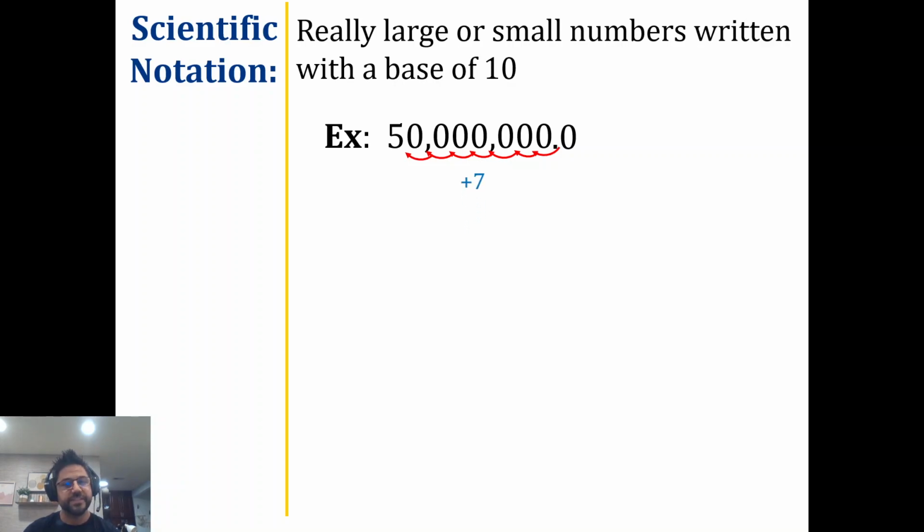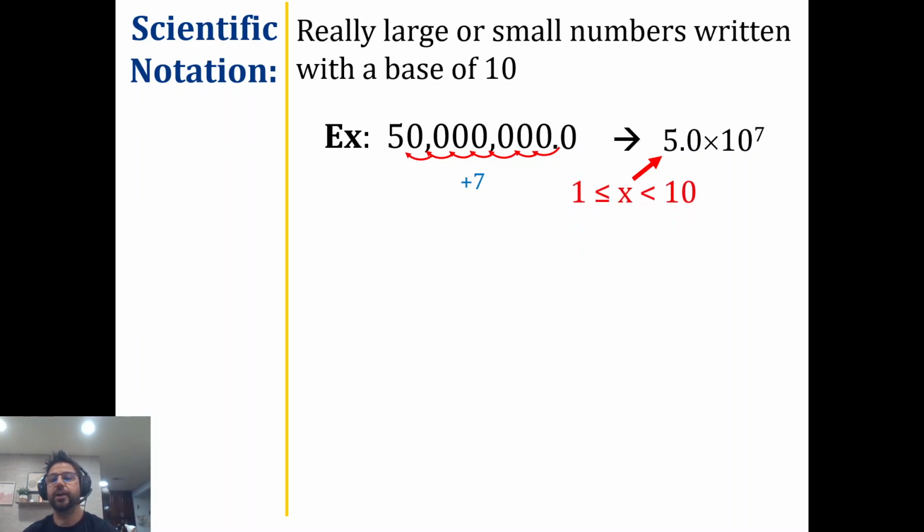I moved it a total of 7 times, and notice how it's a positive 7 because we have a really large number. Large numbers are going to be dealing with a positive exponent. Small numbers will deal with a negative exponent. So this is how it's going to look, 5.0. Now some people may say, Mr. Murray, do I really need that 0.0? We're going to say yes. You're going to practice using that correct placement of the decimal point. And then again, we moved it 7 times, positive, big number, positive exponent.